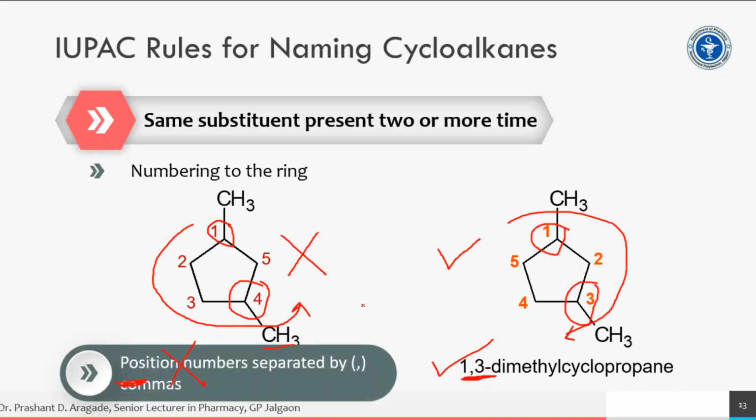So always remember that position numbers are separated by commas.